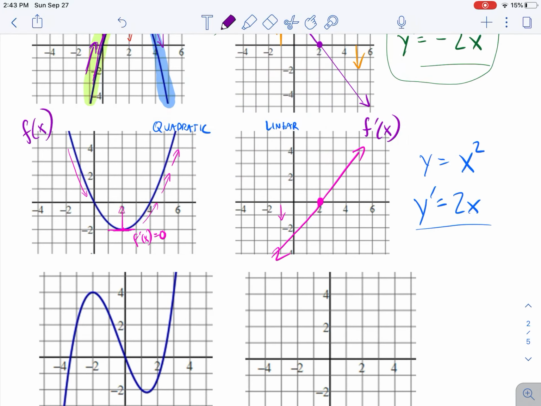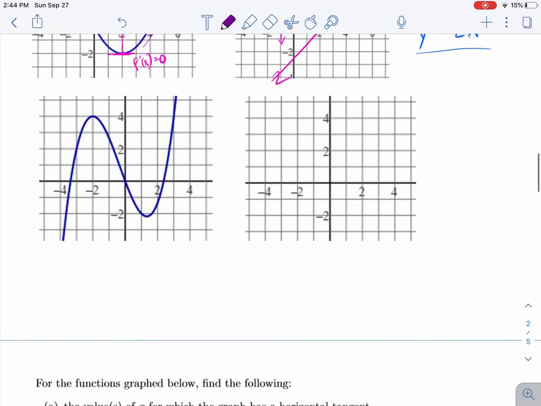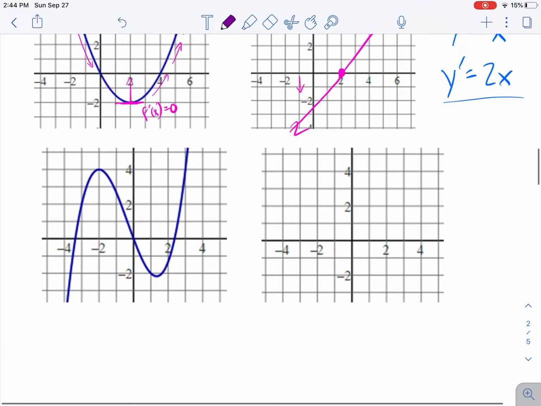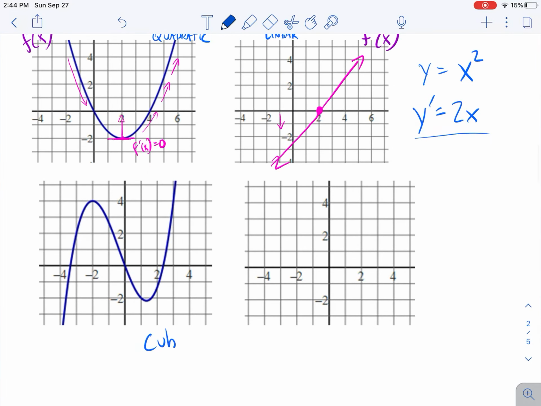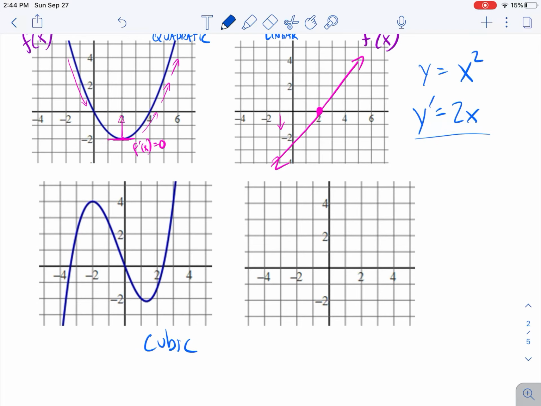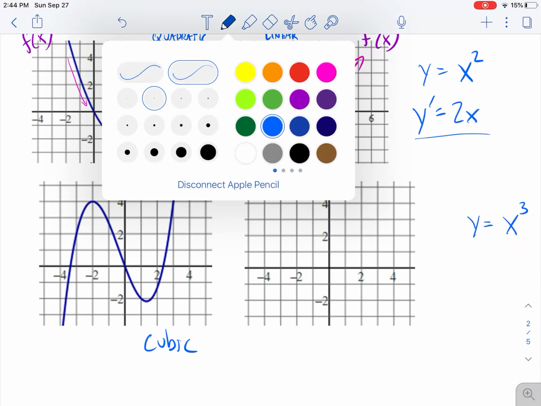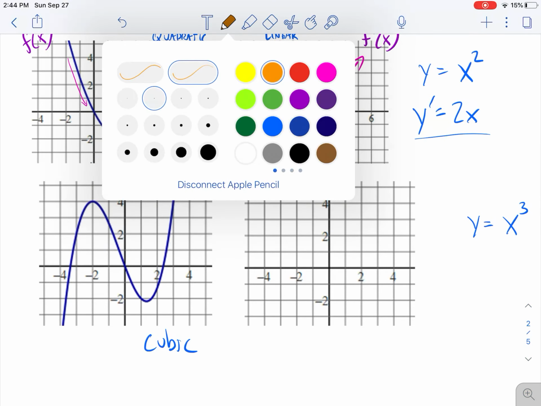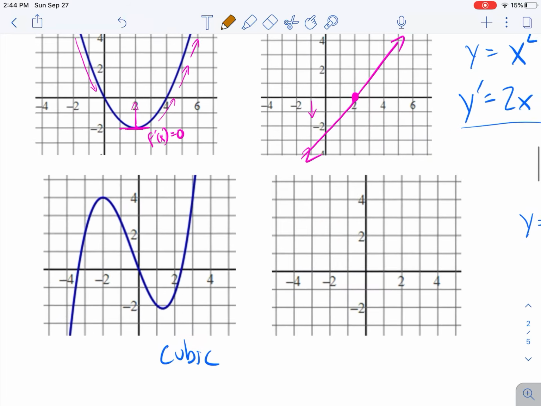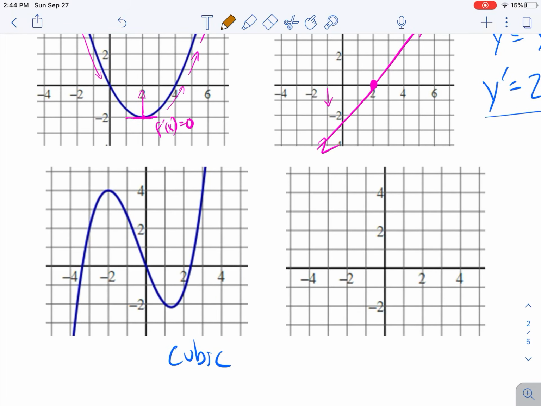Okay, let's look at the next one. This is the last one we're going to do. Oof, okay, first of all, if I'm looking at the future, this is a cubic. Let's see what happens when I take the derivative of a cubic. For instance, if I have y equals, I don't know, x to the third, that's cubic. We'll get there. Like I said, the most important points are wherever the original function flattens out.